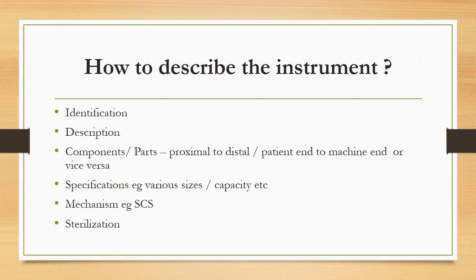First, the identification and description of the instruments, the various components or parts, starting either from the proximal end to the distal end or vice versa, or from the patient end to the machine end. Specifications, mechanism of action, for example, spinal cord stimulator or radio frequency ablation. Sterilization of the instrument: whether it is pre-sterilized, or if it is reusable, then how to sterilize.